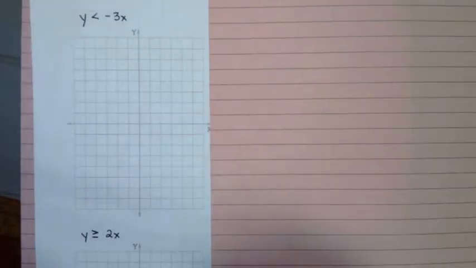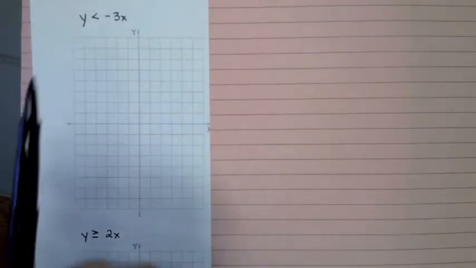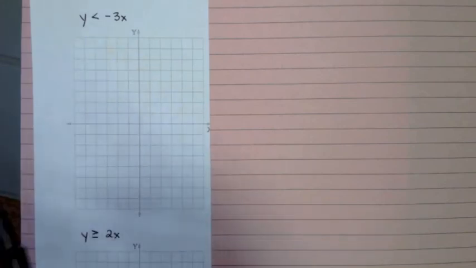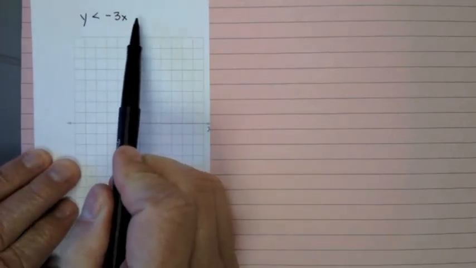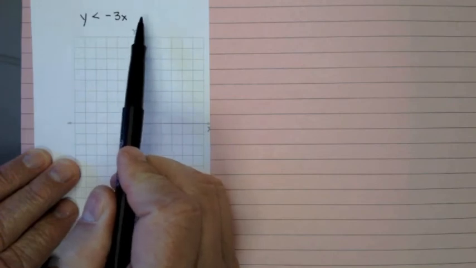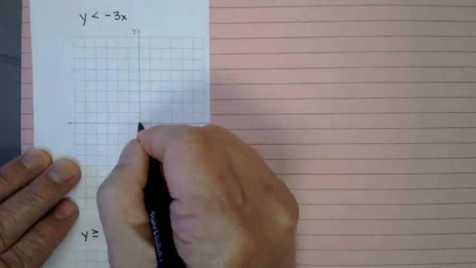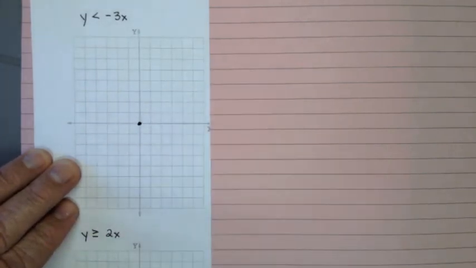Next example. First thing I need to do is graph this like it was a line. What form is this in? Slope-intercept form. To graph something in slope-intercept form, I need to graph the y-intercept first. The y-intercept is usually out here. What's the y-intercept? There's nothing. What number represents nothing? That would be 0. I put my first point right there.